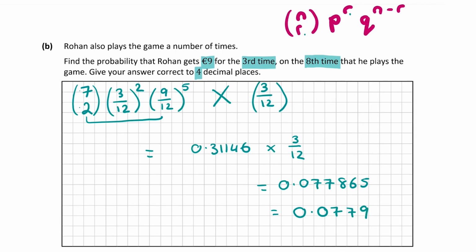That's our final answer. That is the probability that he gets €9 for the 3rd time on the 8th time he plays. And for this correct answer here, using Bernoulli trials, you're going to get 10 marks.